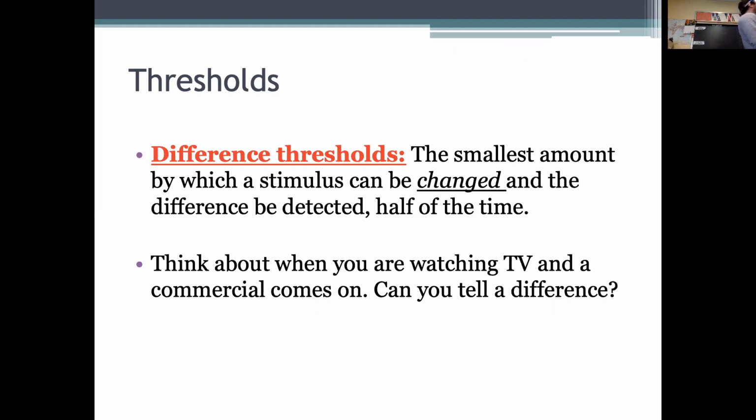Okay. Difference threshold is that first detection of a change in a stimulus. So a good example is if you're driving your car and you're turning up the volume. Right when you first notice the volume going up, changing, maybe being obviously higher, then you can notice that change.